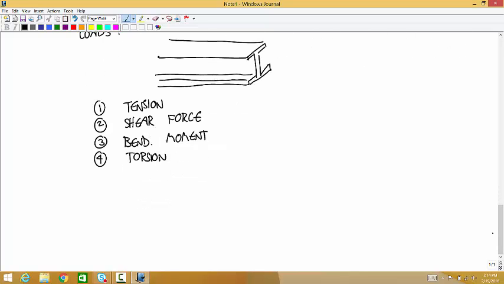So we have to spend a little time talking about how to calculate these internal loads. So, okay, let's take a brief digression. How do we calculate these internal loads? So we're going to spend a couple days going back into internal loads.